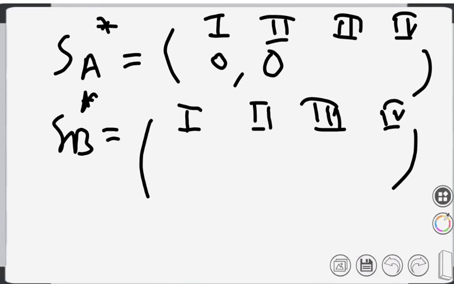And what are the values? We have got P1 as 5 by 19 and P2 as 14 by 19.